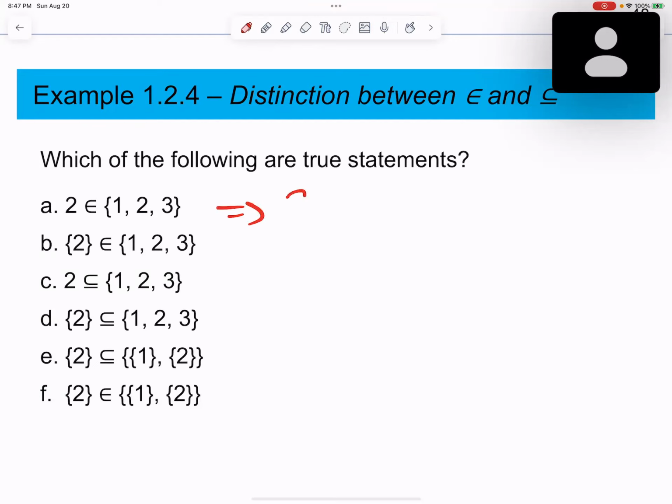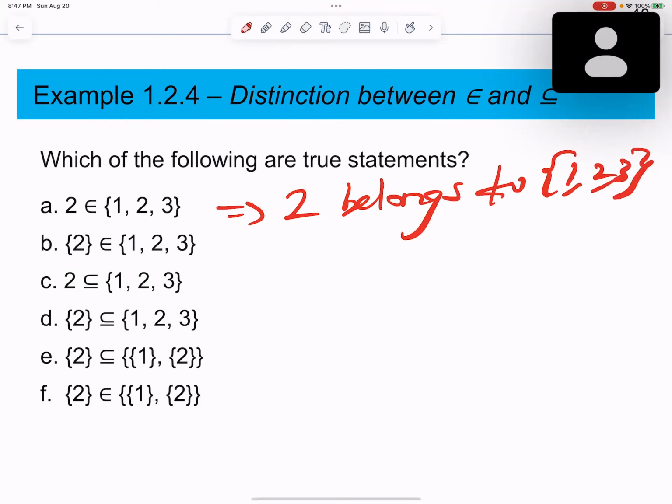This means 2 belongs to the set {1, 2, 3}. That is very obvious because 2 is part of the members of this set. Okay, so this is right.